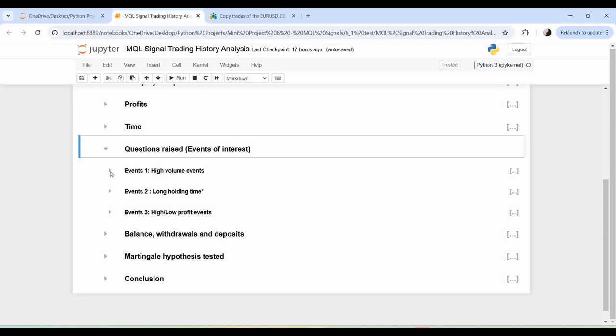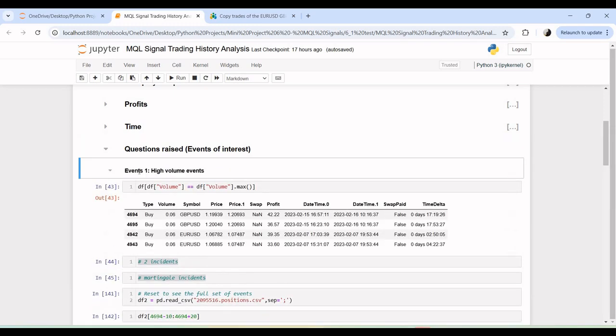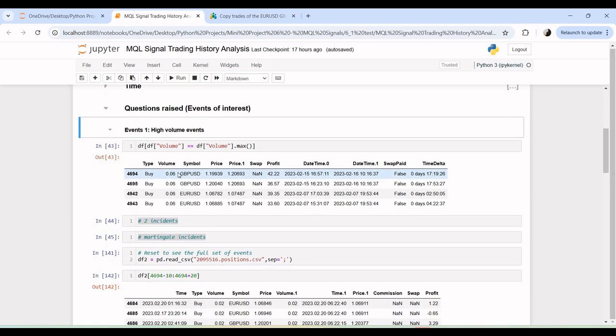So firstly, let's have a look at the high volume events. So these are our 0.06 lot volume events, and we see that there are only 4 of them. So that should make them easy to analyze individually.